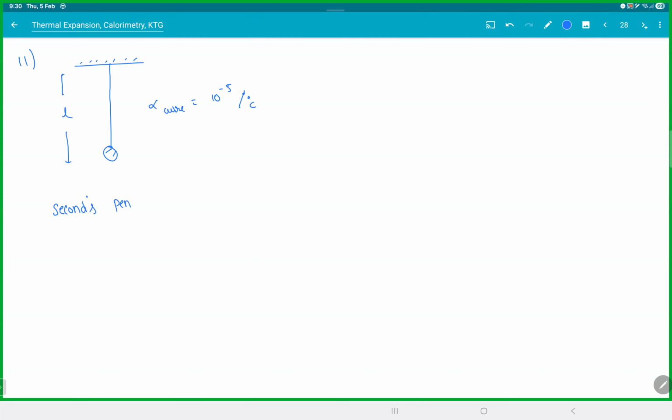What is a seconds pendulum? The time period of one oscillation is 2 seconds. It's called seconds pendulum. So when this thing goes and comes back to the same position, it will take 2 seconds.